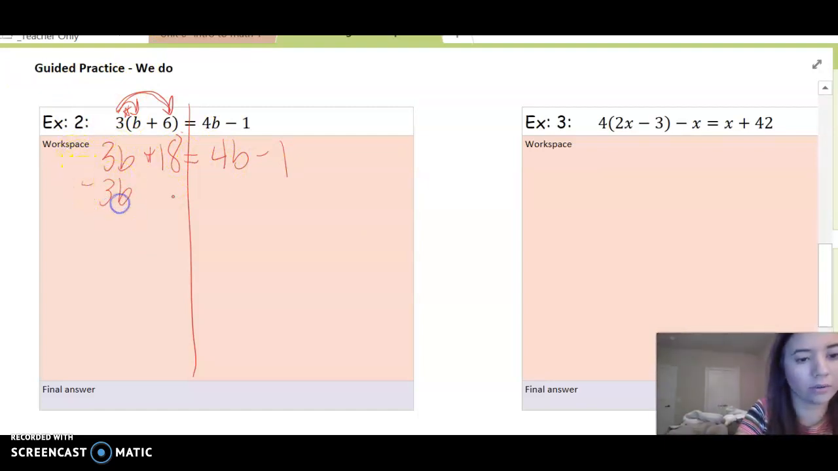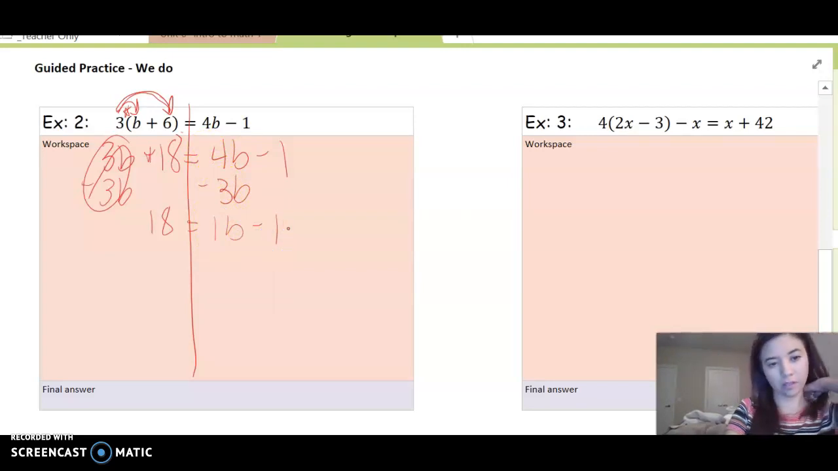So I'm going to subtract 3b from both sides because this is a positive 3b. So I'm going to subtract 3b since that's the opposite. The inverses cancel, and I get 18 equals 4b minus 3b gives me 1b minus 1.